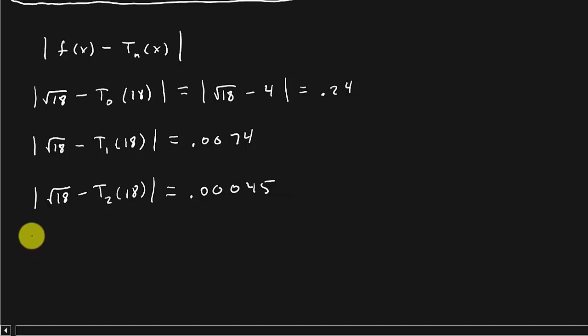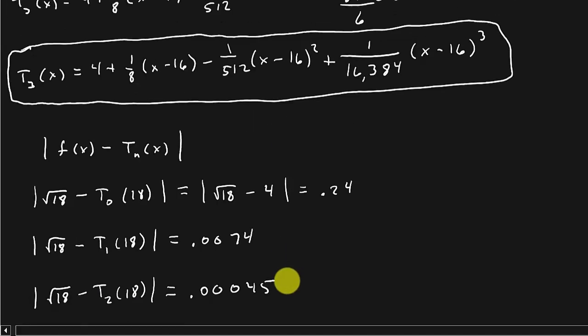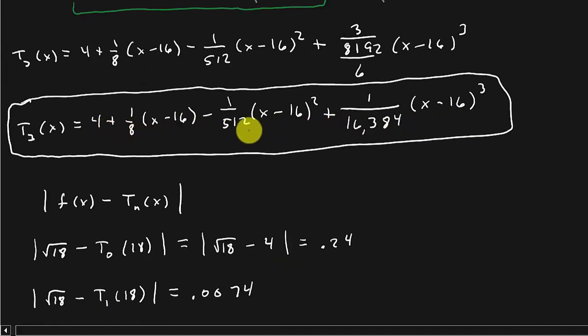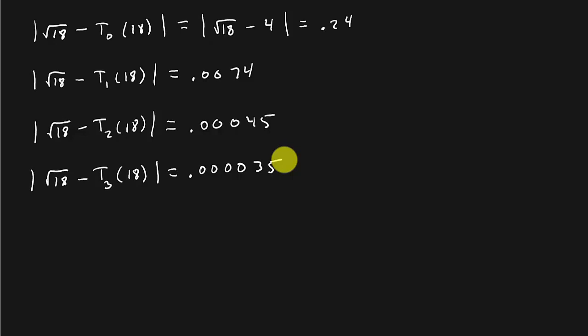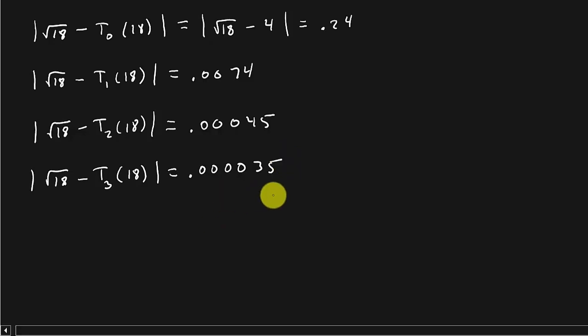And then I'm going to do the square root of 18 minus T3 of 18. And so for this one, I'm going to take the 18 and plug it in for x right here. And of course, you'll punch all that into your calculator. And I get 0.00035. And so you can see the higher n is, the better the approximation. If I went and found T4, I'd probably get an even better approximation. But you can see how close this is.